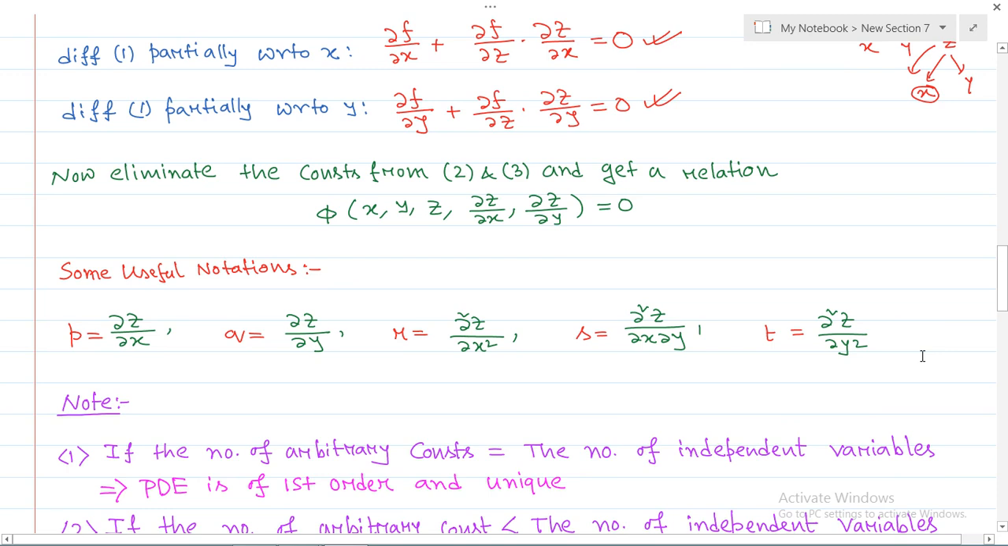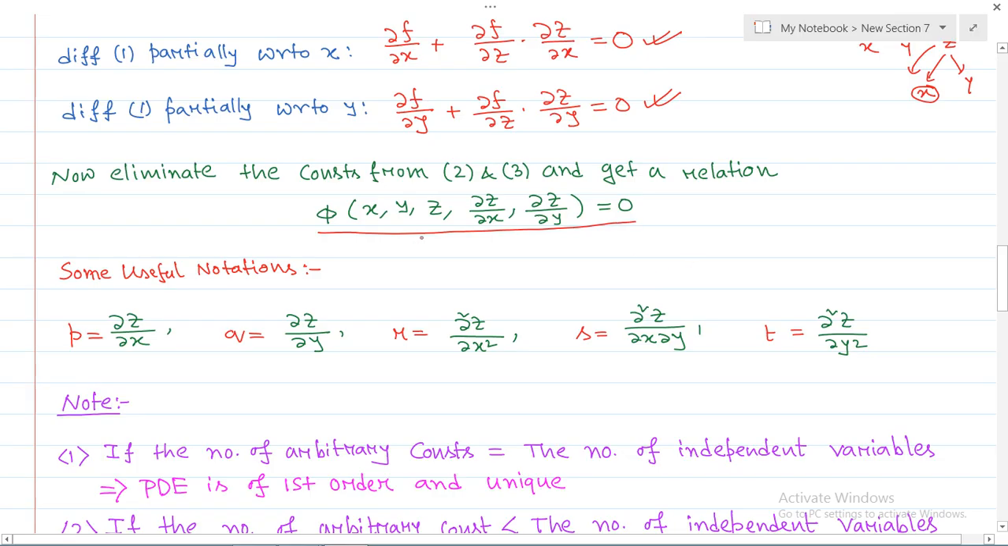Whatever method you want to apply, you can apply, and you have to delete a and b to get one equation or get a relation, that is phi of x, y, z, del z del x, del z del y equals to 0. So this will be your desired partial differential equation.